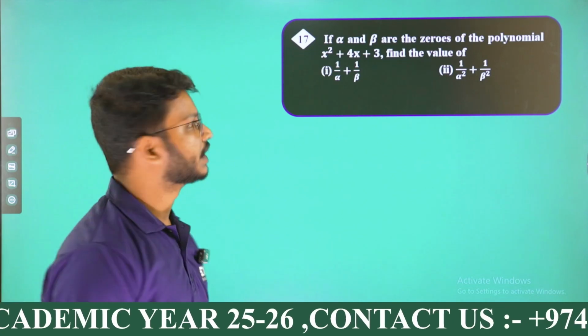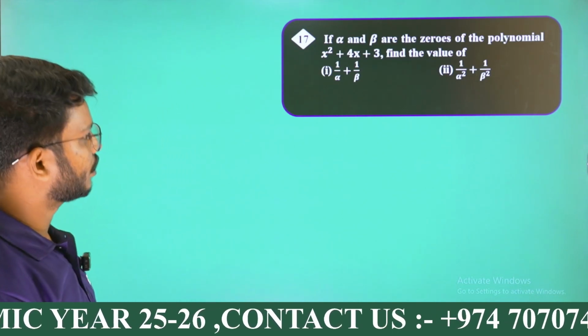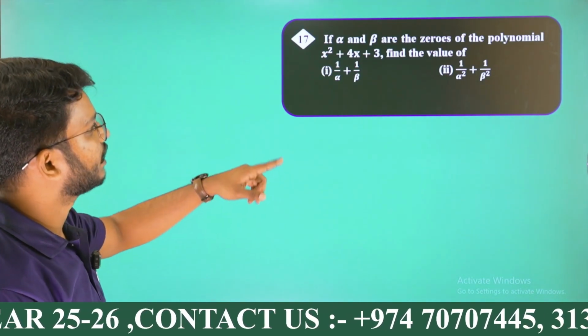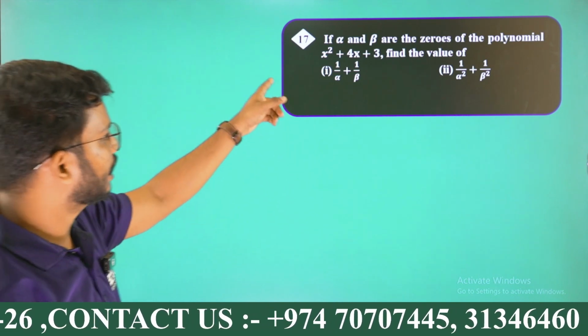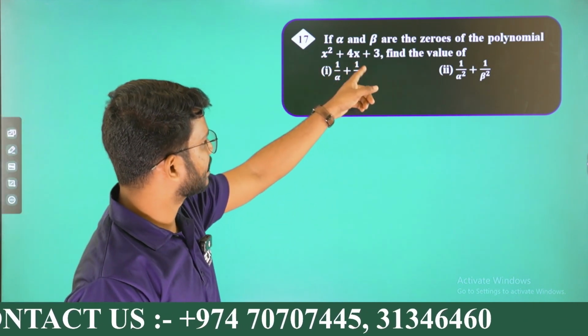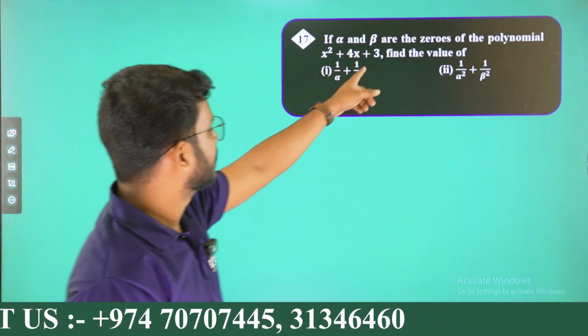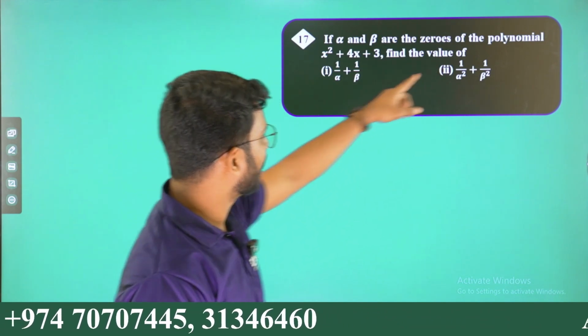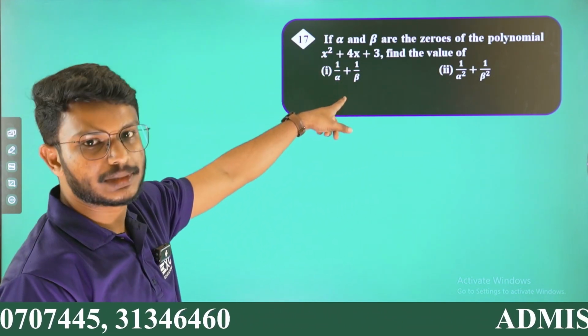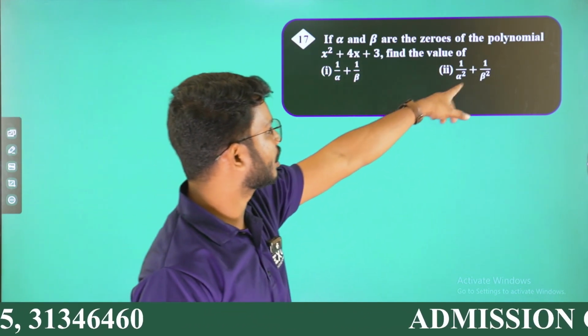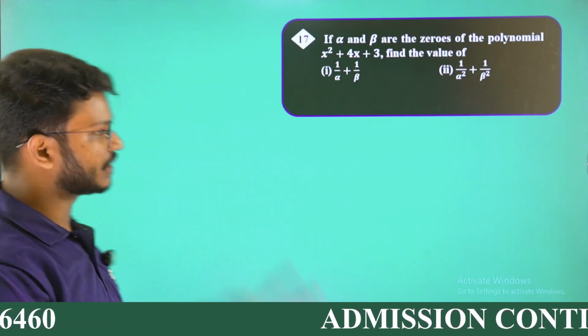17th question. Here again, a similar question. If alpha and beta are the zeros of the polynomial x square plus 4x plus 3, there is a change in the c. We have to find the value of 1 by alpha plus 1 by beta and 1 by alpha square plus 1 by beta square. We have to solve two questions here.